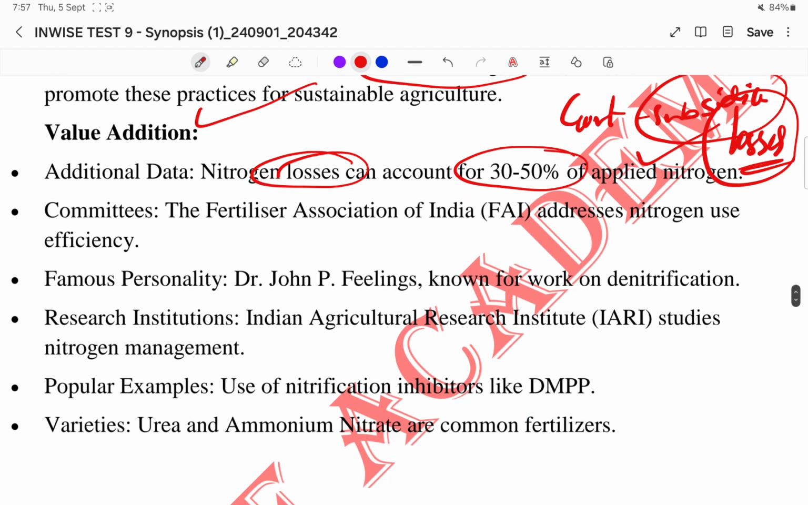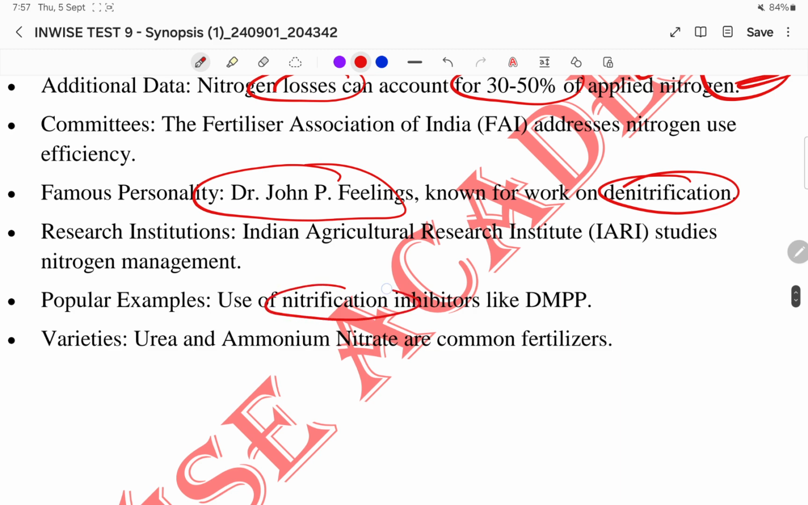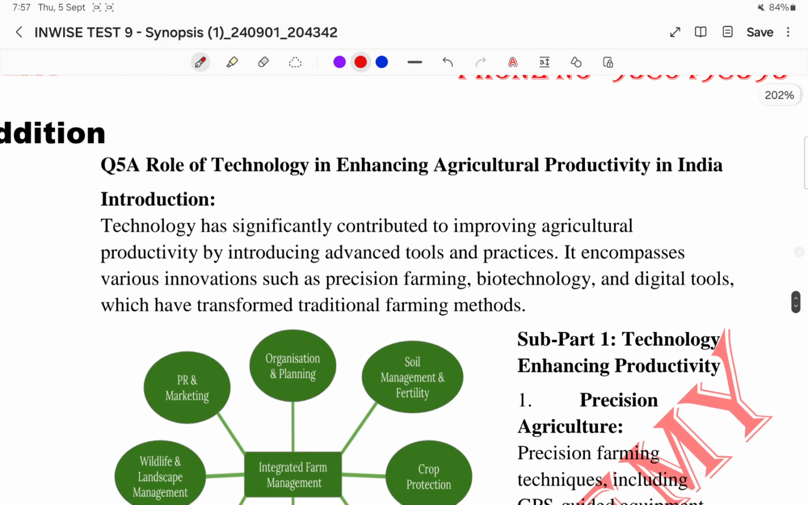Then come to a famous personality like John P. Fieldings, known for work on denitrification. You can also use nitrification inhibitors like DMPP. Then urea and ammonium nitrate are common fertilizers, etc. Okay. So come to question number 5.